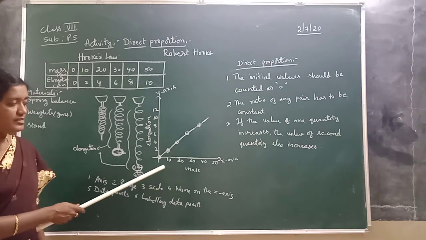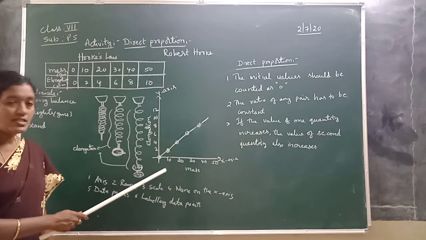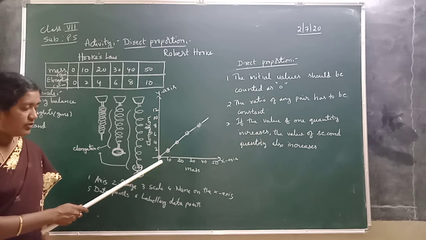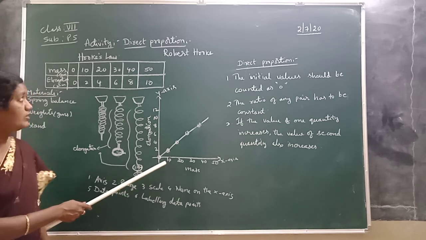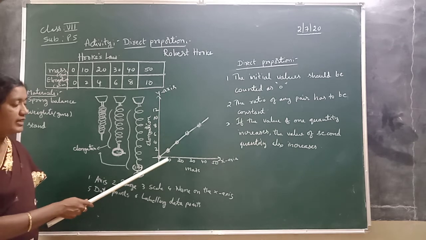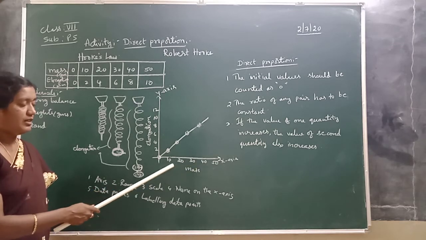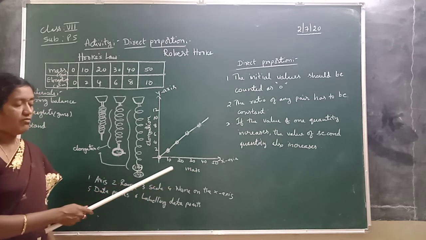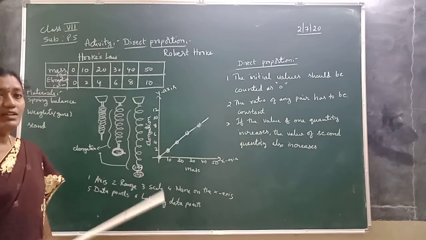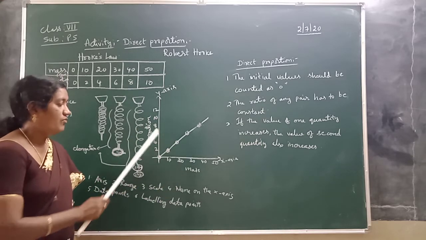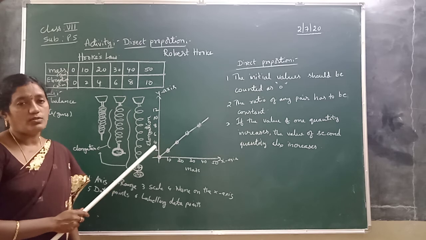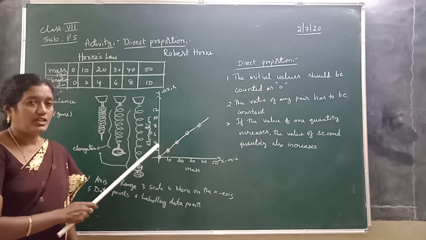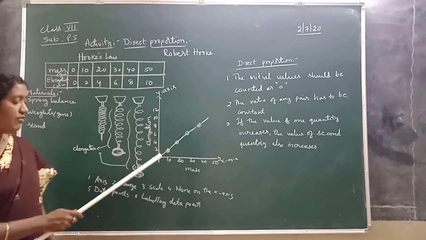Next, scale. What is the scale on the x-axis? We have taken 1 unit equal to 10 grams. So 10 grams, 10, 10, 10. Initially here we have taken 1 unit as 10 grams. And what is the scale on the y-axis? Here 2, 4, 6, 8, like that. So 1 unit is equal to 2 millimeters, children. That is the scale on the y-axis.